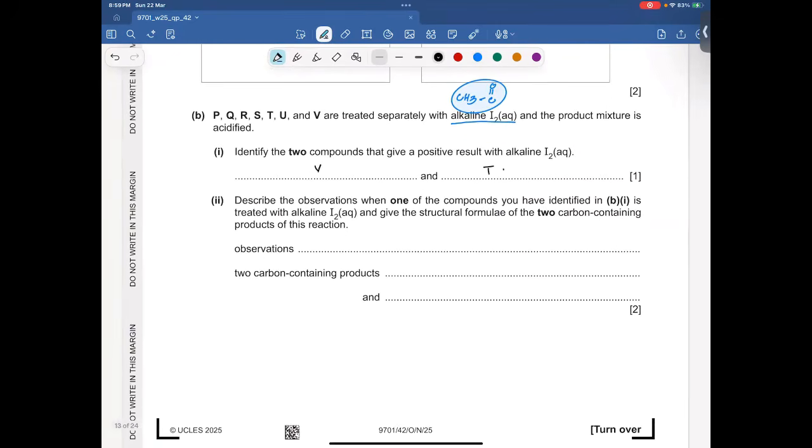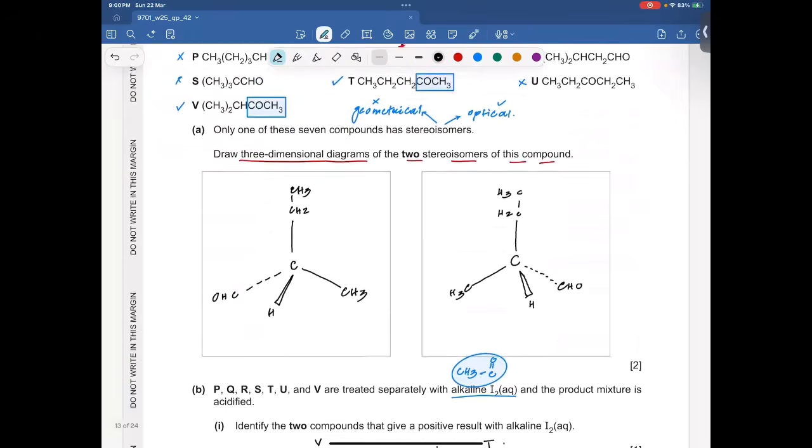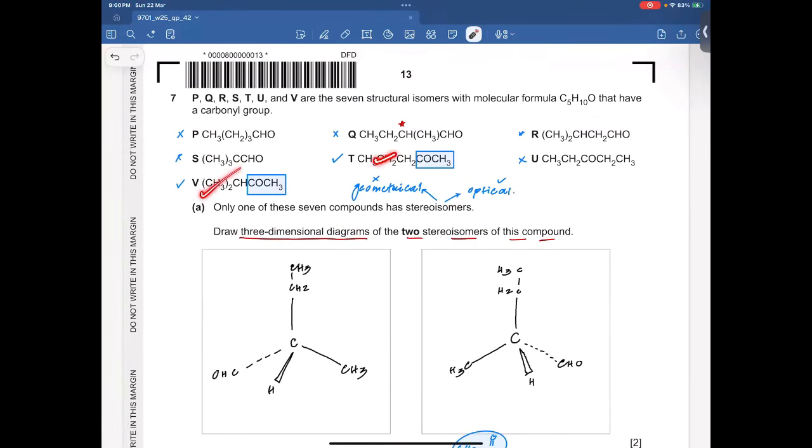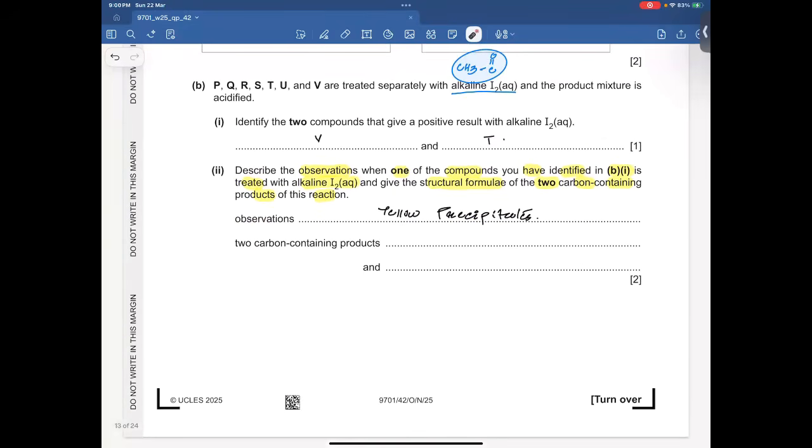Describe the observation. When one of the compounds you have identified in B1 is treated with alkaline aqueous iodine, give the structural formulae of the 2 carbon-containing products of this reaction. So the observation: in the iodoform test you will observe yellow precipitates. Now either I can use V or T, so I'm going to use T. T is more convenient.